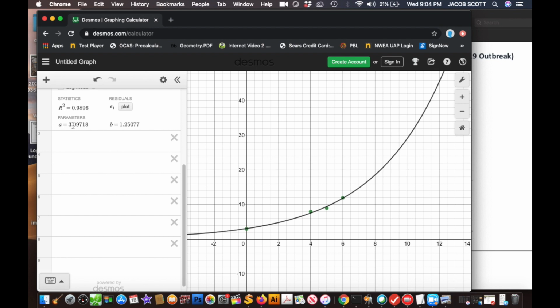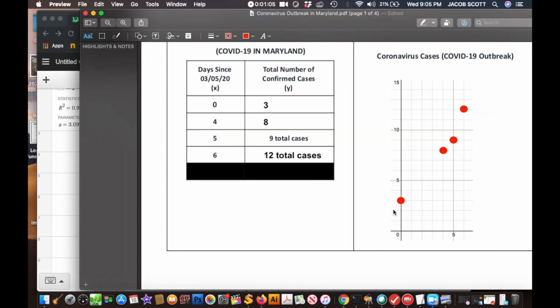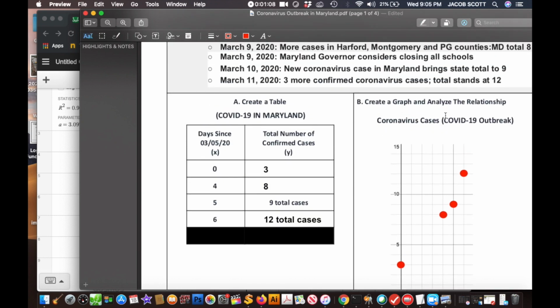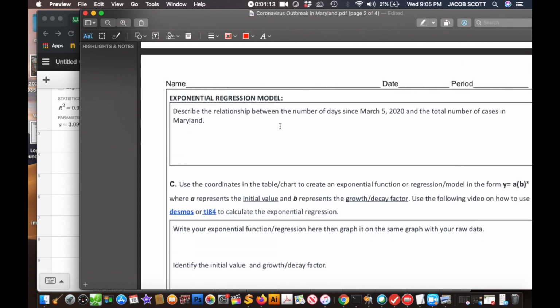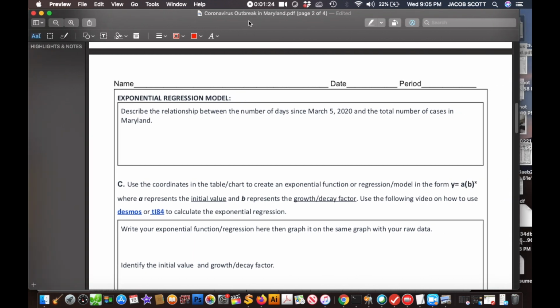All right. So now what we want to do is continue with our activity. The first thing we had to do was create the graph. We did that, plotted our points, and describe the relationship between the number of days since March 5th, 2020, and the total number of cases in Maryland. Okay. Now, I'm going to go ahead and type on this.